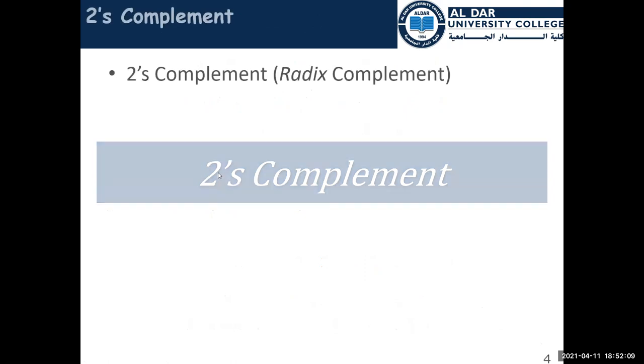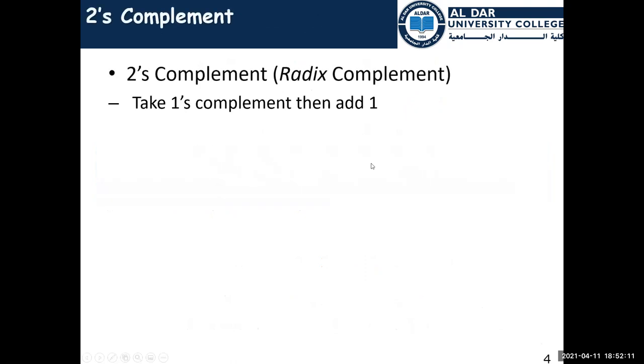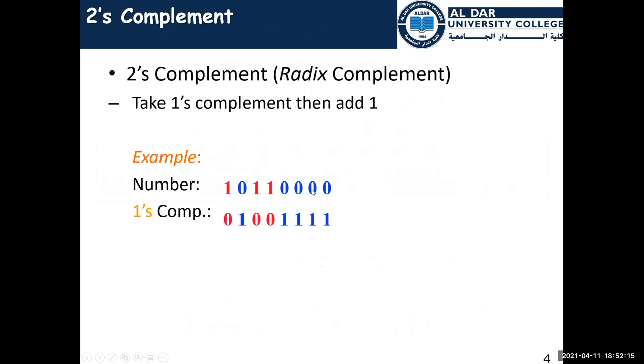Two's complement is just the one's complement, and then we add one after taking the one's complement. So we take the one's complement, which just converts zero to one, zero to one, zero to one, zero to one, one to zero, one to zero, zero to one, one to zero. Then we add one to the result, just like we have the nines complement, then we add one to get the tens complement.